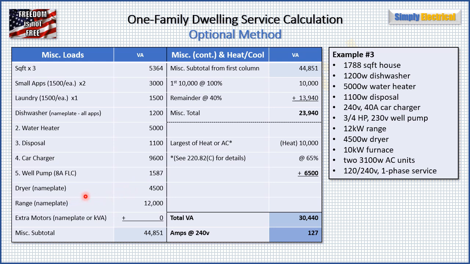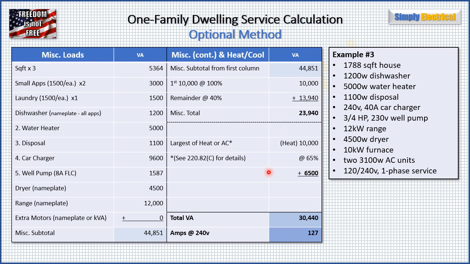Then we add our dryer, 4500, we add our range, 12,000. Add the whole column together, we come up with a miscellaneous subtotal of 44,851 VA. We're going to slide that number right up here, 44,851. We're going to take the first 10,000 VA, plug it in right here at 100%. That leaves us with 34,851. We're going to take 40% of that, and we get 13,940. Add back in our 10,000, and we have 23,940 VA for our miscellaneous total.